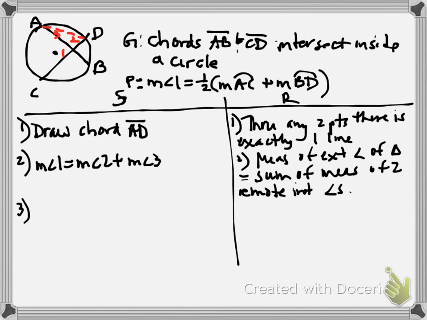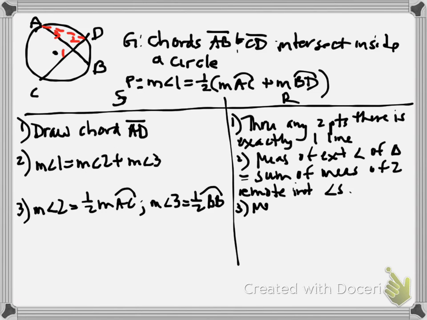Okay, and now let's bring in the information about angle 2 and angle 3. The measure of angle 2 is equal to 1/2 of the measure of arc AC, and the measure of angle 3 is equal to 1/2 the measure of arc BD. And then the measure of an inscribed angle is equal to 1/2 the measure of the intercepted arc.